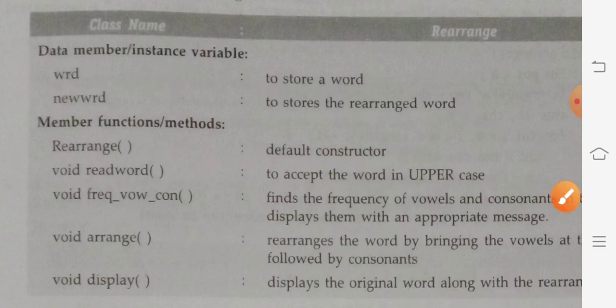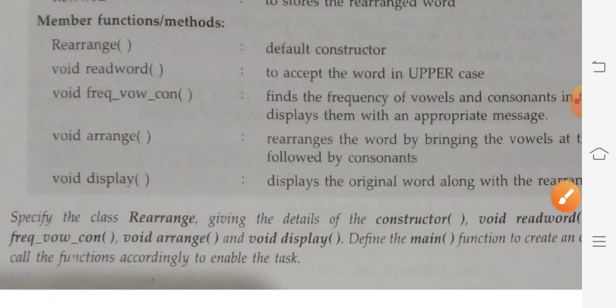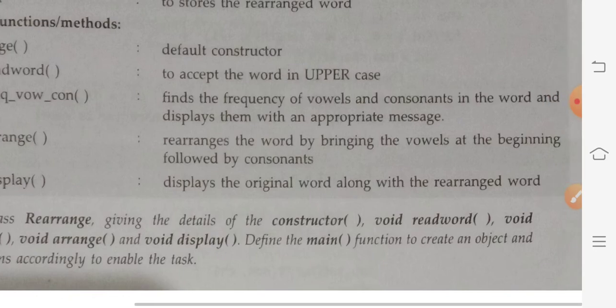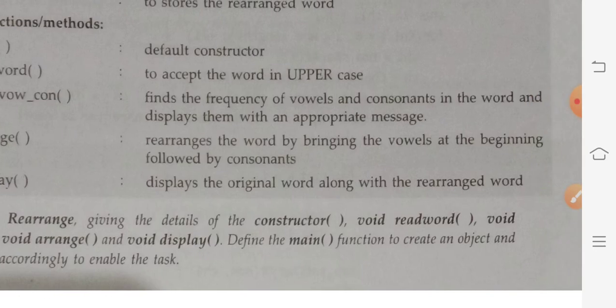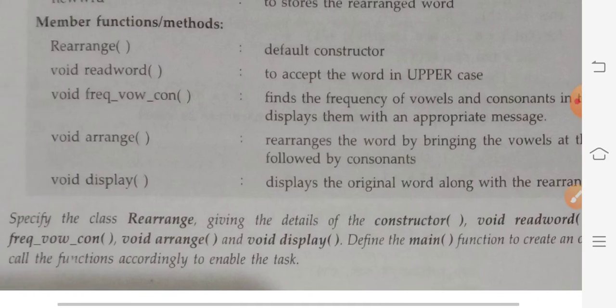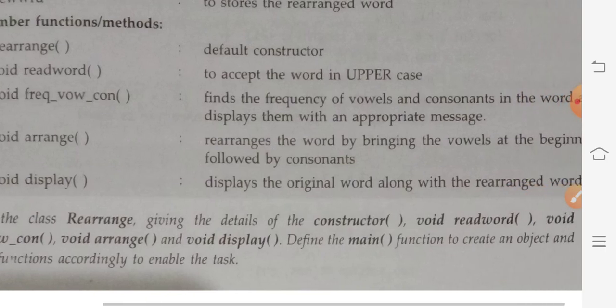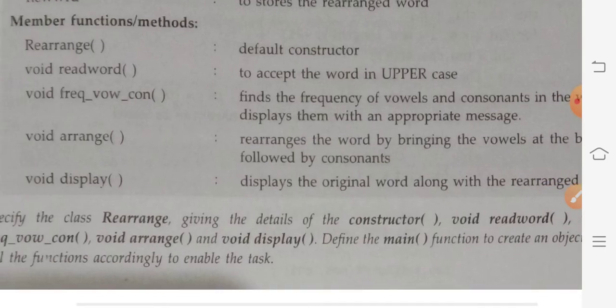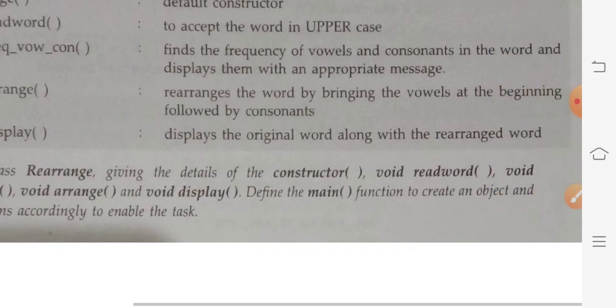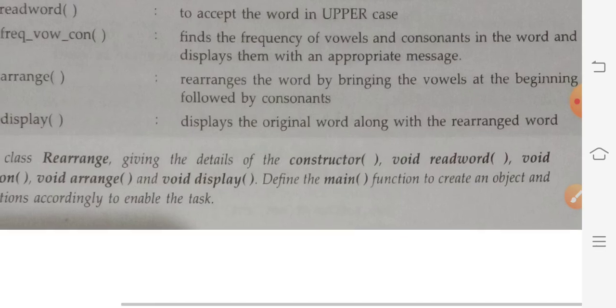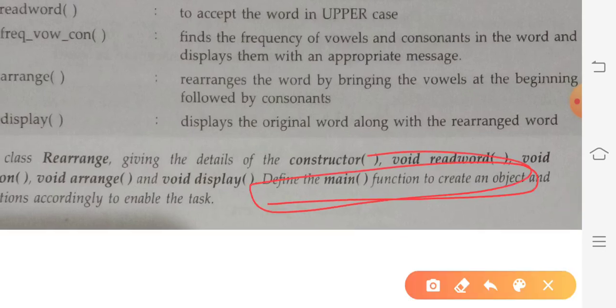Then find out the frequency. Third one is freq_vowel_cons. So find the frequency of vowels and consonants in the word and display them with an appropriate message. Next we have word_arrange, to rearrange the word. Then the last one is word_display. So this is your seventh question here. And also define the main function to create an object.